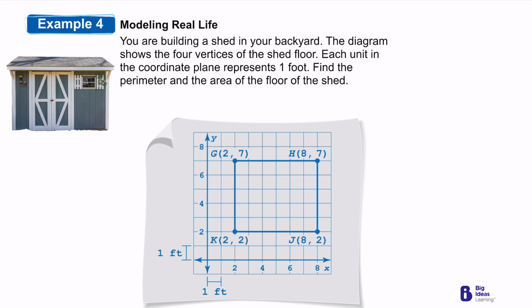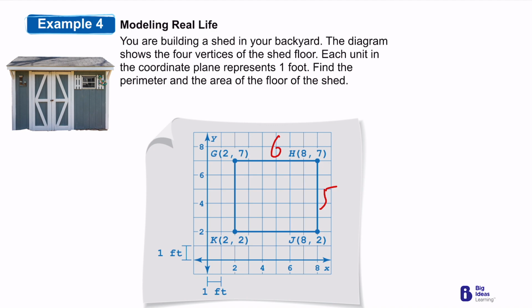Okay. So here again, they have those modeling real life problems you guys love so much. And you're going to be building a shed, and they made a diagram for you here. Each box is 1 foot. So I want you to find the perimeter and the area of the floor of the shed. So you got to find first your dimensions here. So this is 6, and this is 5, just done by counting.